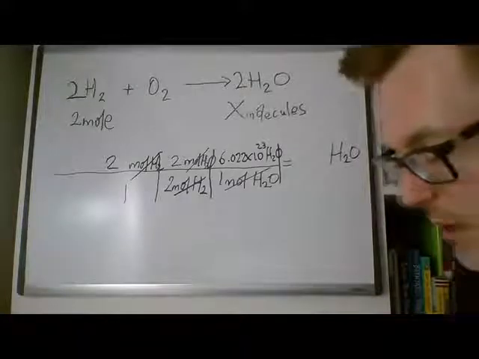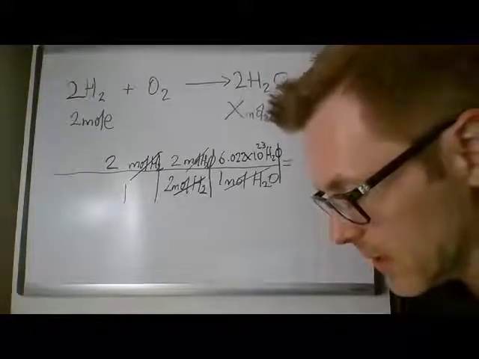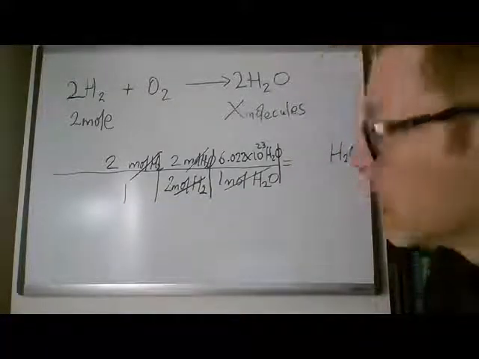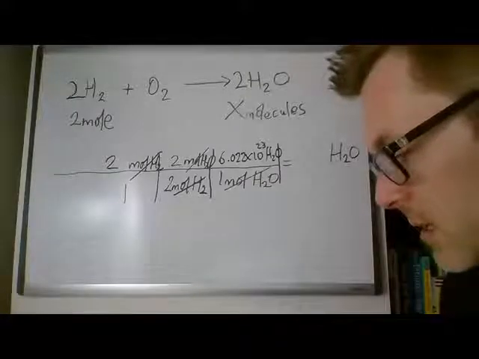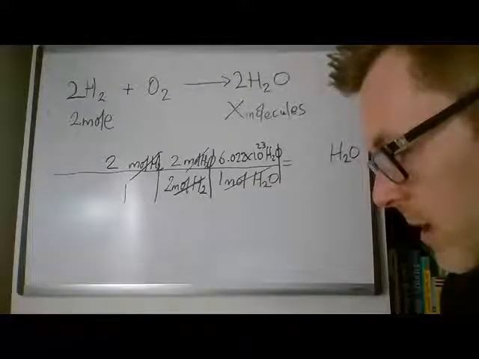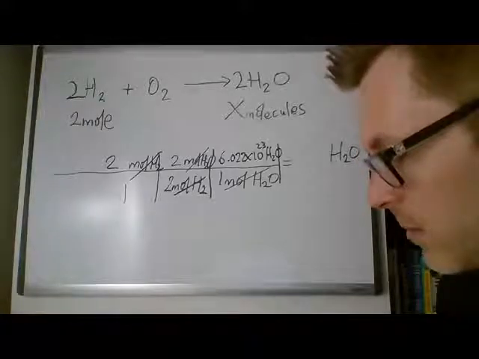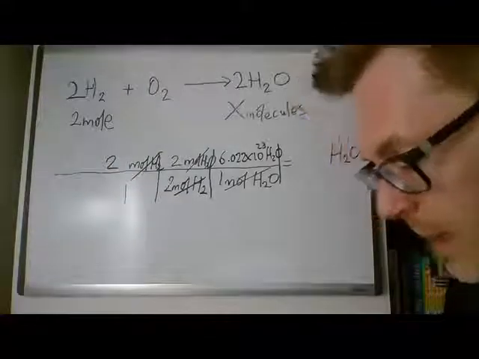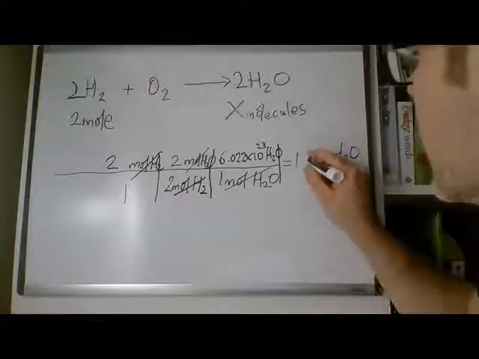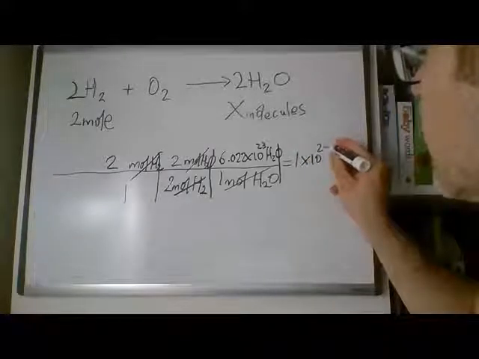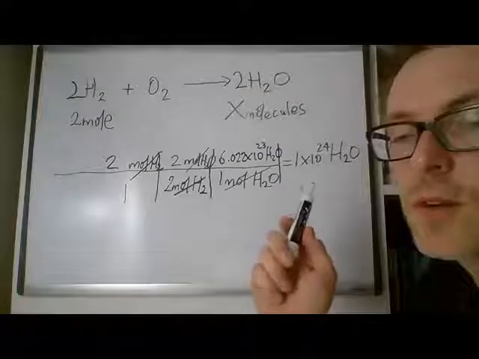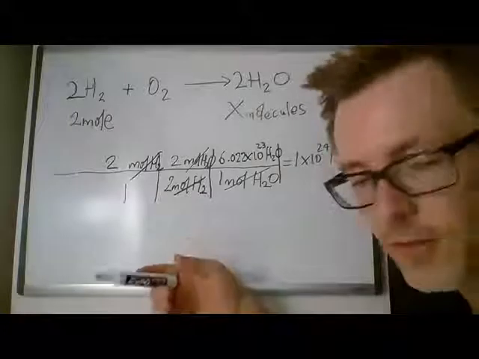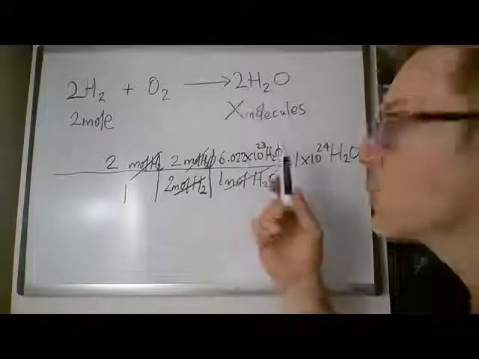All right. So here's where you see if you can enter in your calculator correctly. So it's 2 times 2 times 6.022 e to the 23rd power divided by 2. We're going to round this just to one sig fig. So it's just 1 times 10 to the 24th power. The calculator should say 1.2044 times 10 to the 24th power. We've rounded it to one sig fig.